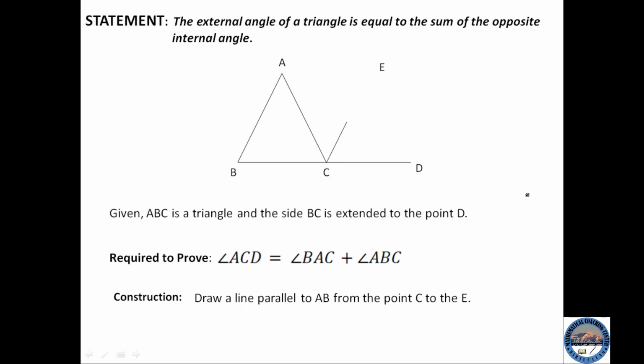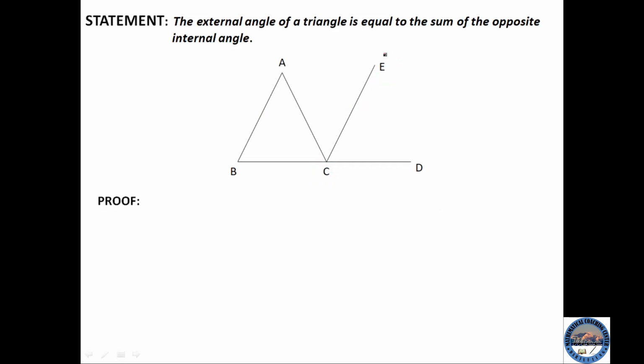So this is the line here, which is parallel to AB and goes from the point C to the point E. So this is the construction that we have done. Okay, so let's begin with the proof.